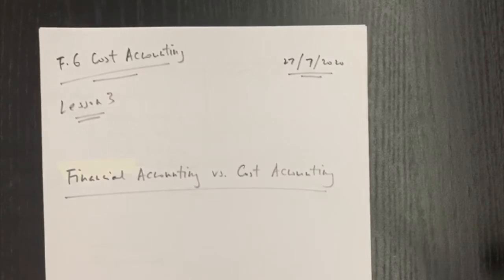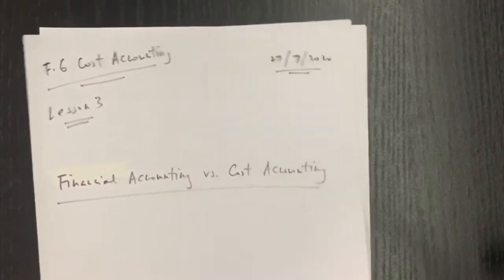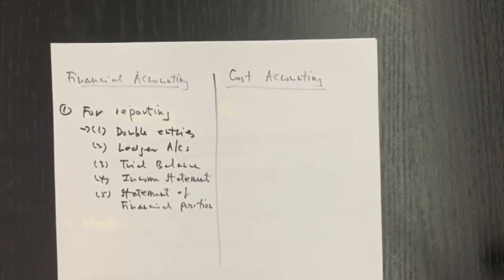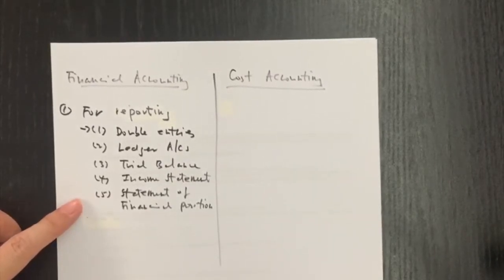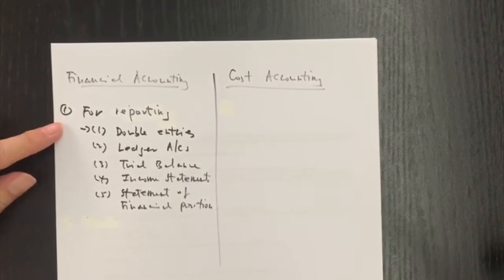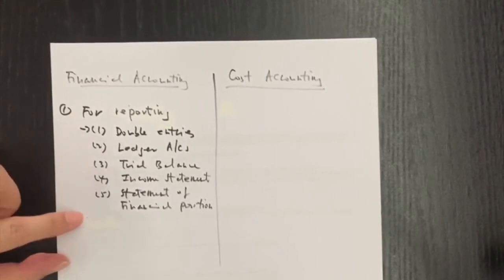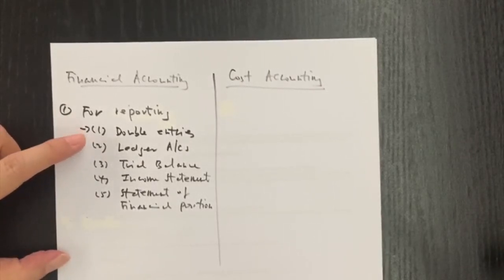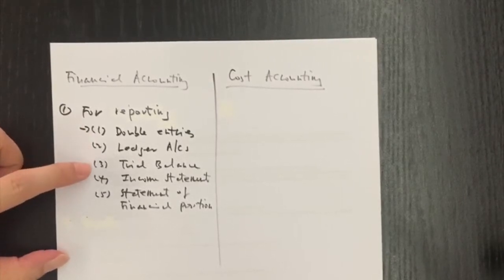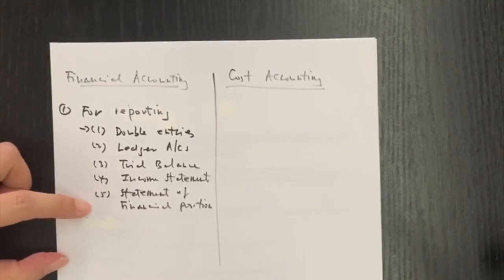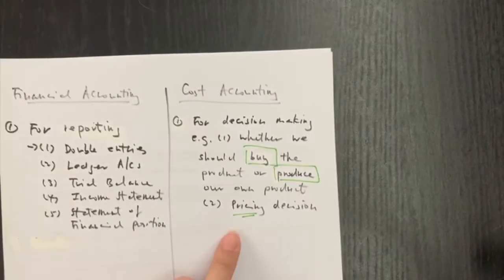Alright, so we will look at the difference between financial accounting and cost accounting in today's lesson. Okay, so here we have financial accounting that you learned in Form 4 and Form 5, right? So what is the purpose for financial accounting, which is mainly for reporting? And how do we do reporting? Okay, we follow this accounting cycle, is that right? We make double entries and then we do posting into the T accounts, and then we have the trial balance, and then from the trial balance we can generate income statements and statement of financial position.